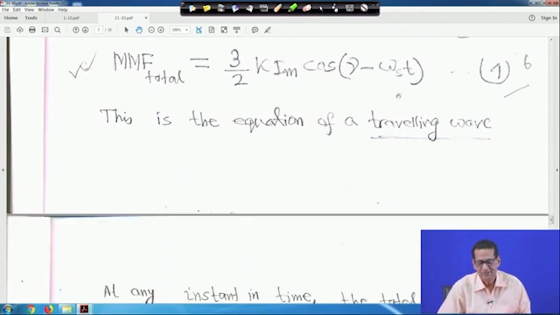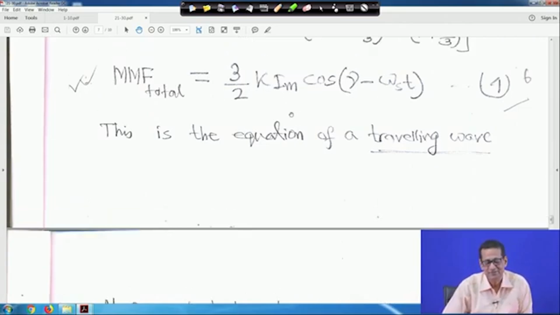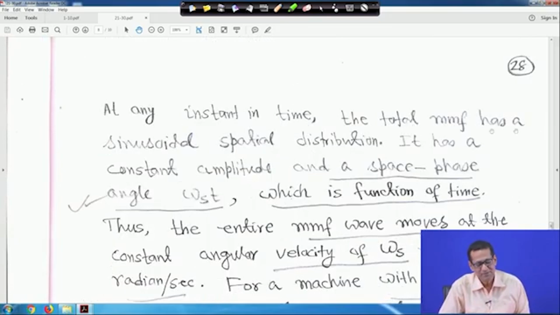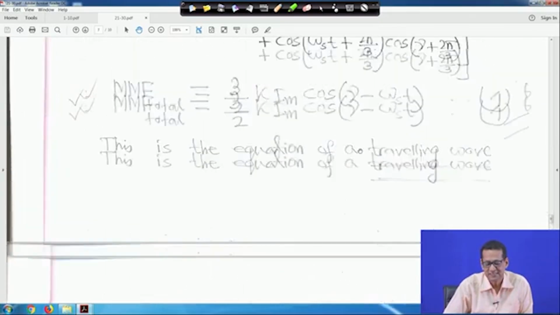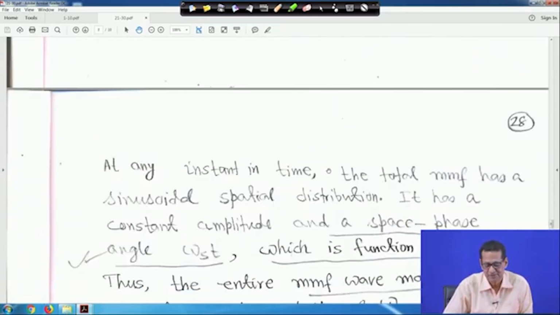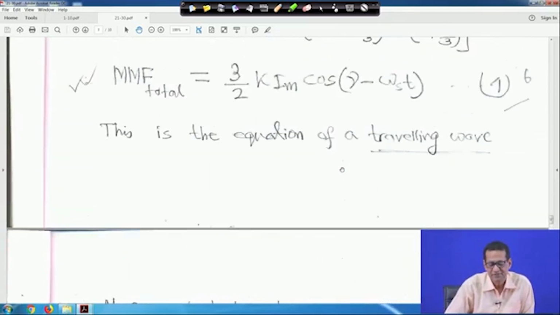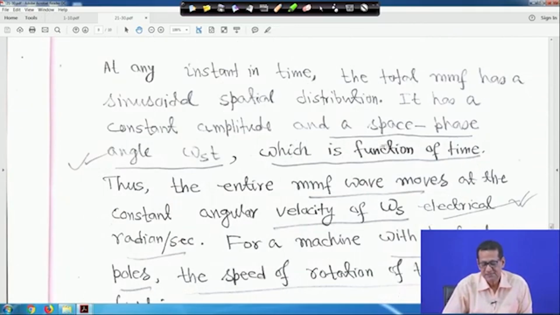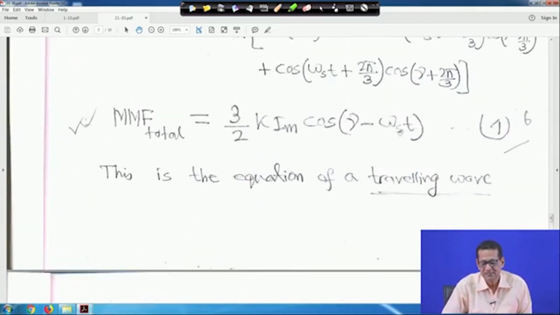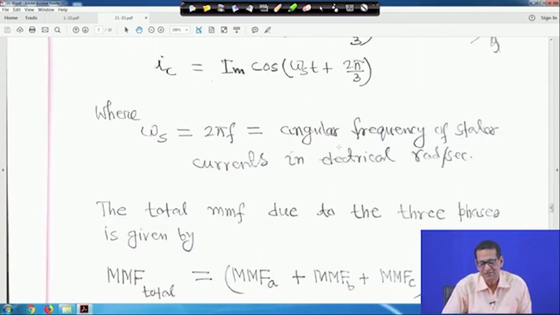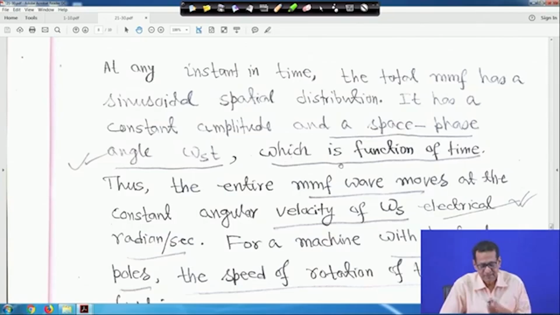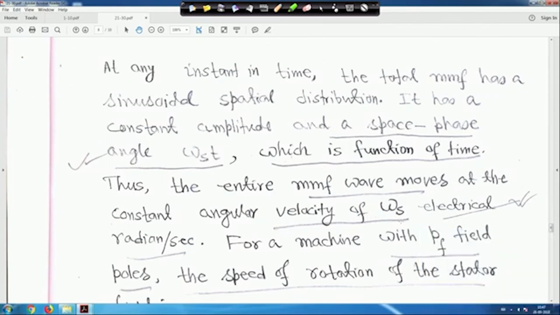So this is the equation of a travelling wave, and at any instant in time the total MMF has a sinusoidal spatial distribution. It is a function of cosine, so basically a sinusoidal distribution. It has a constant amplitude, 3 by 2 k Im, and a space phase angle omega s t. Here omega s is the angular frequency of stator currents, 2 pi f, in electrical radian per second. Thus the entire MMF wave moves at the constant angular velocity of omega s, electrical radian per second, because it is 3 by 2 k Im cos(gamma minus omega s t).